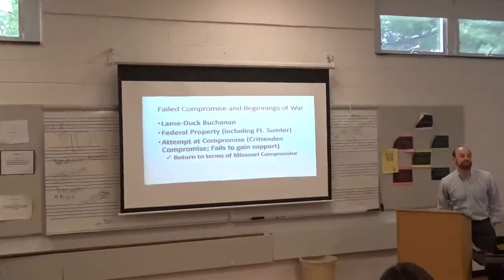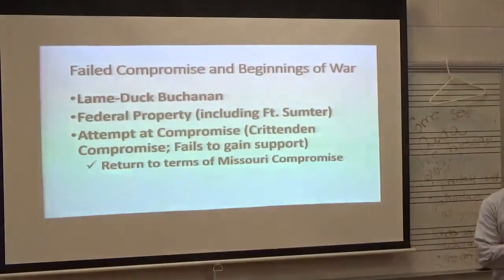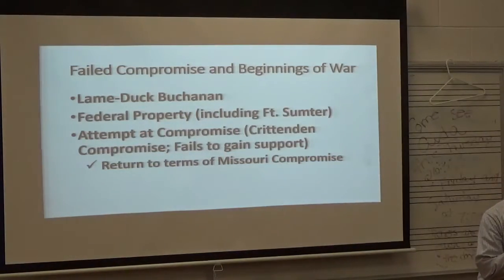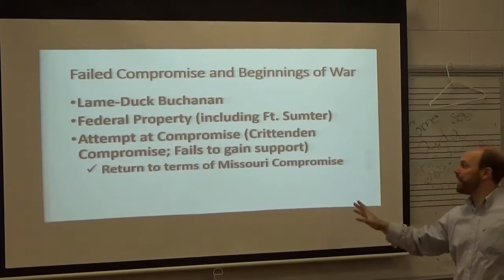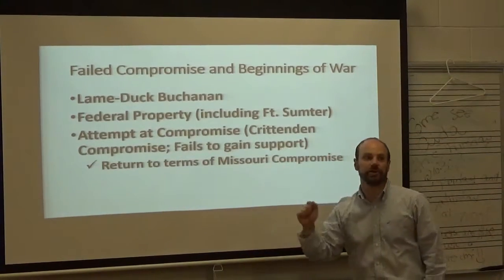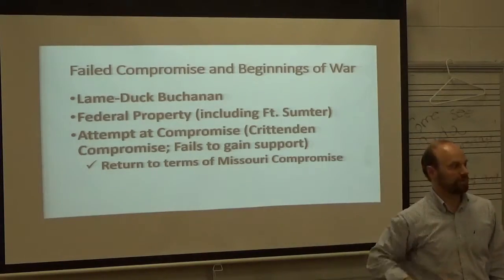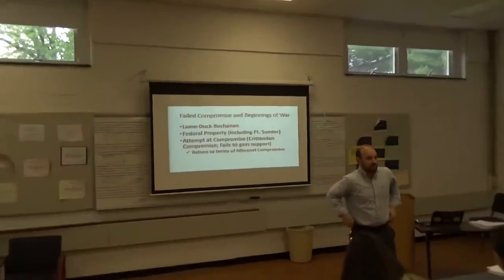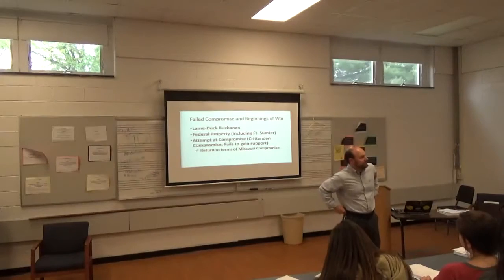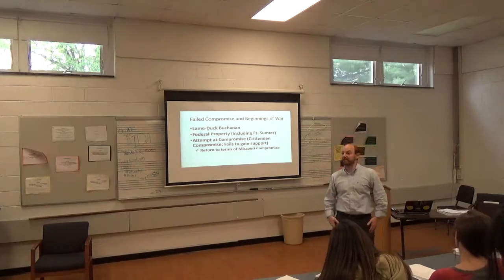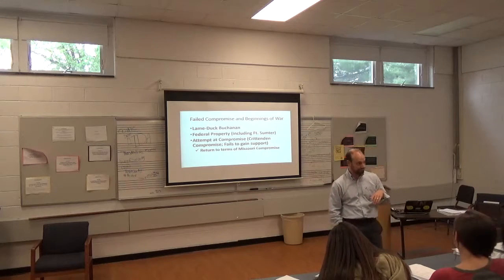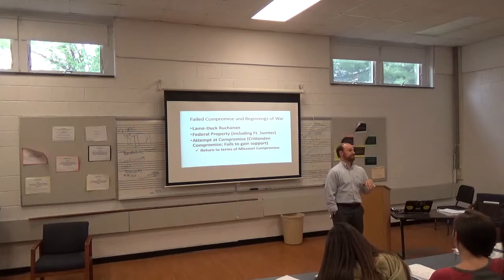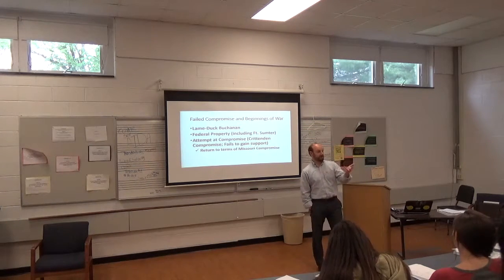Compromise is still an option. Let's see if we can settle this thing. How about we go back to the terms of the Missouri Compromise? What were the terms of the Missouri Compromise? Compromise of 1820. Era of Good Feelings, post-War of 1812, nationalism. 36-30, anything above would be free, anything south would be slave. With the exception of Missouri.